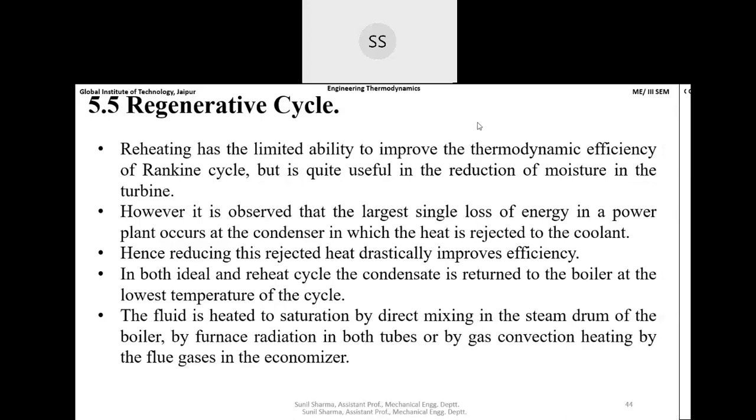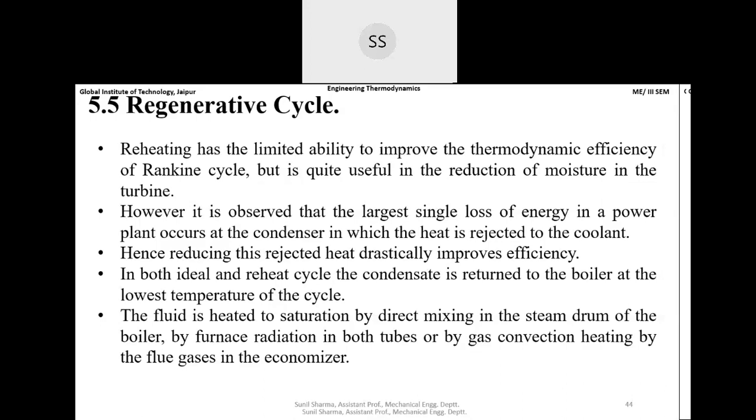Good morning, all. Today we are going to start the discussion over regenerative cycles. Previously, we have studied the basic Rankine cycle and then actual Rankine cycles. Then we had some modification theory over that to improve the efficiency of the Rankine cycle. And then we first read the reheat Rankine cycle. And today we are going to discuss the regenerative Rankine cycle.